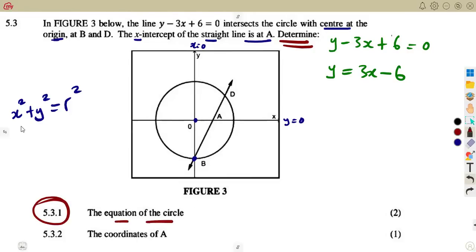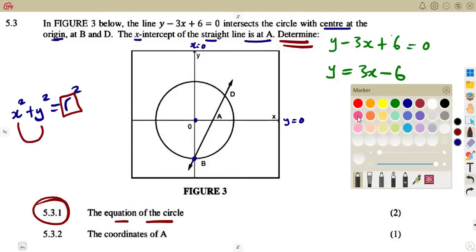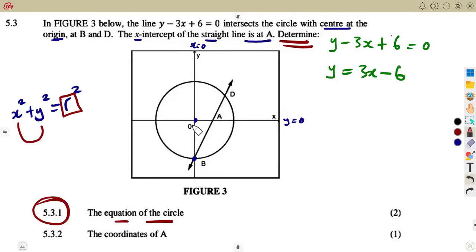Already on the equation of the circle, guys, I know that I'm going to have x squared plus y squared. What is it that I need? I just need the radius. The radius is the only part that is limiting, because we are already told the center is (0, 0). And the radius is the distance from the center to the circle, from the center to any part.